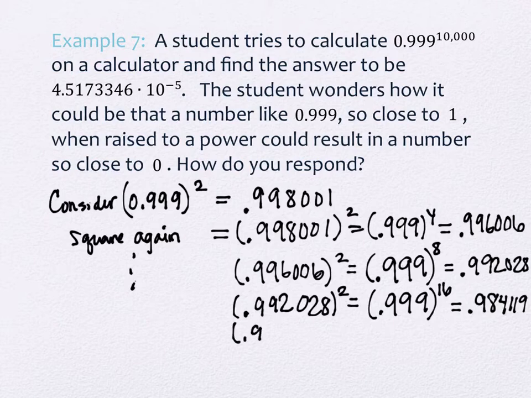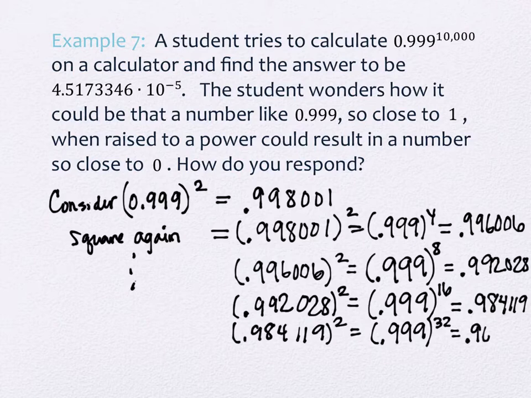So 0.984119 squared. So that takes my power of 16 to what power? It's a 32 power when I square it again. And when I do that, this time I get 0.968491.